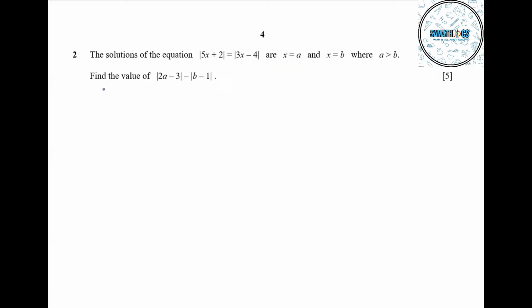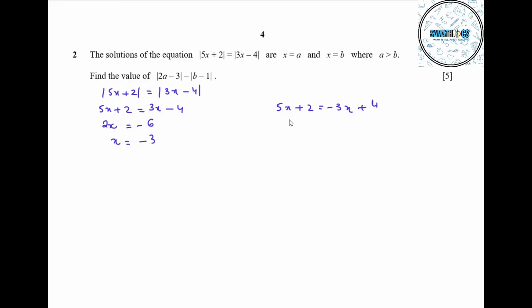Now, we have absolute of 5x plus 2 is equal to absolute of 3x minus 4. So, we can take 5x plus 2 is equal to 3x minus 4. And another time, we can take it as 5x plus 2 is equal to minus 3x plus 4. 5x minus 3x will be 2x. Minus 4 minus 2 will be minus 6. So x is equal to minus 3.